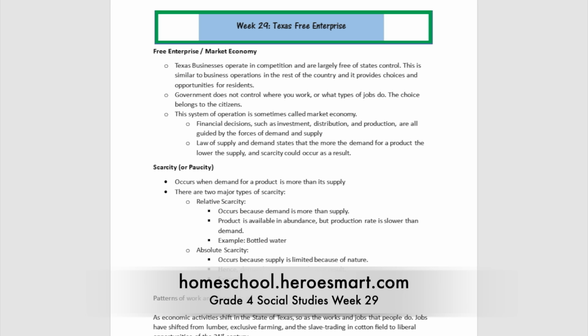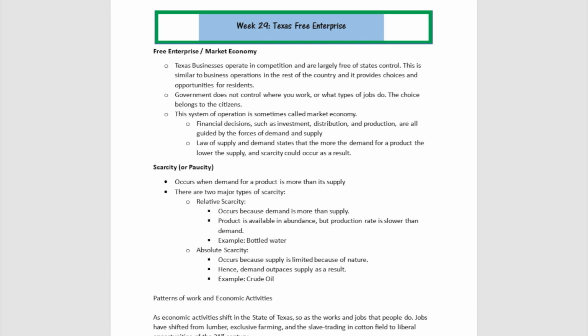Today we're going to be talking about free enterprise in Texas. What is free enterprise to start with? Well, free enterprise can be called market economy, and Texas businesses operate in a market economy, in a competition economy, which is largely free of the state's control or the government's control. The state is not going to be controlling the way people actually practice their businesses for the most part. This is similar to the business operations of the rest of the country as well. So many states operate in free enterprise as well.